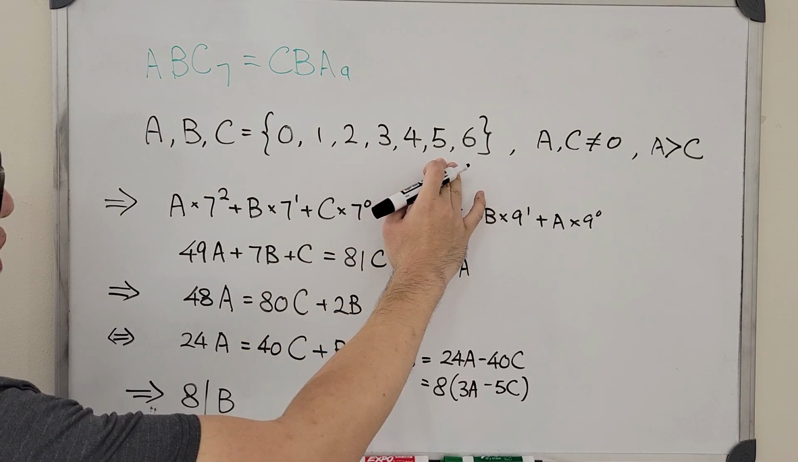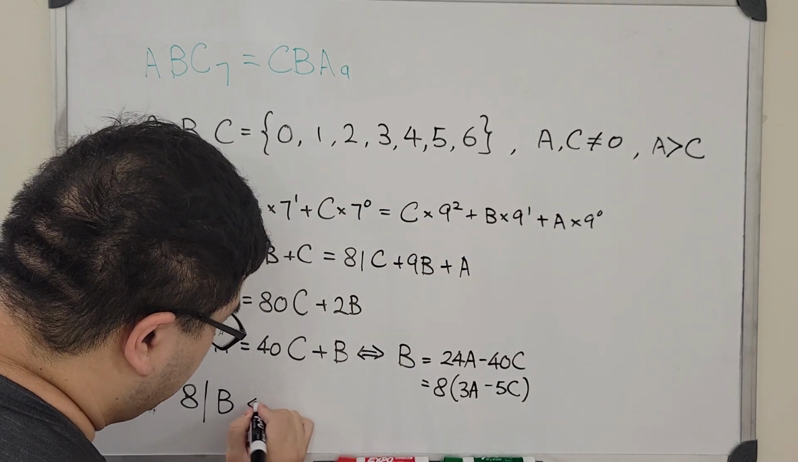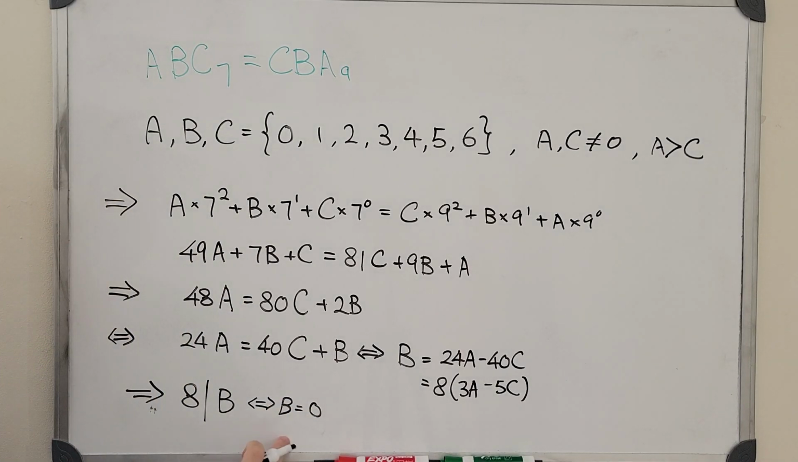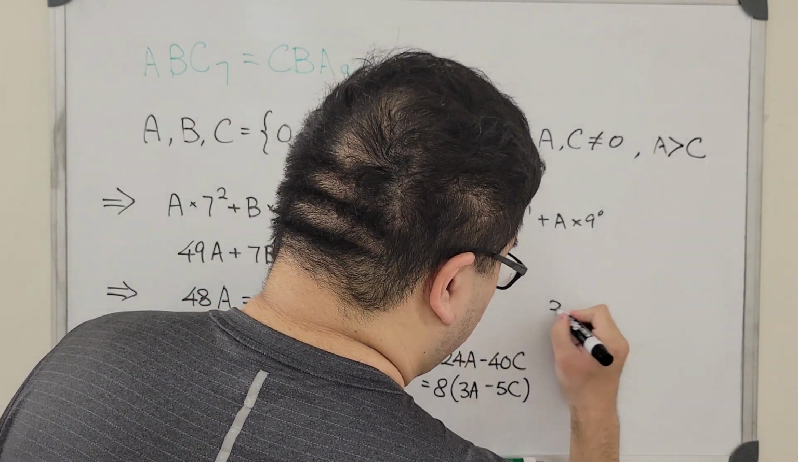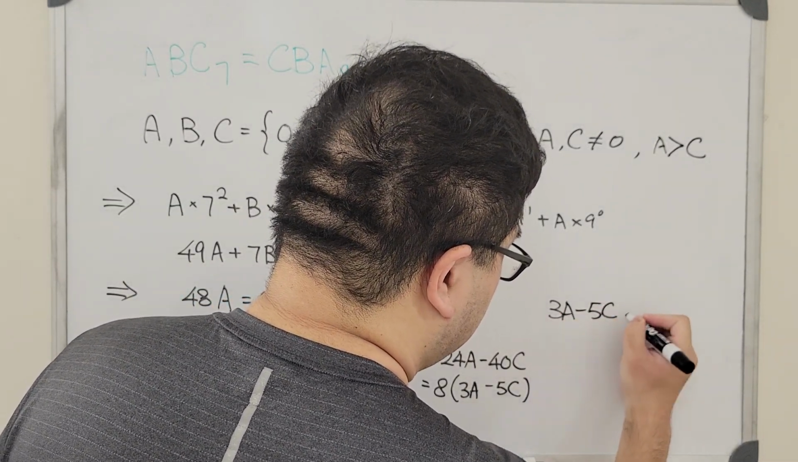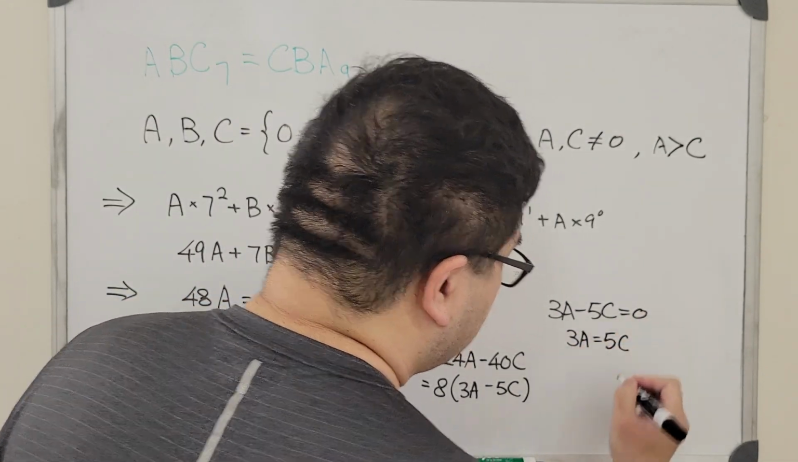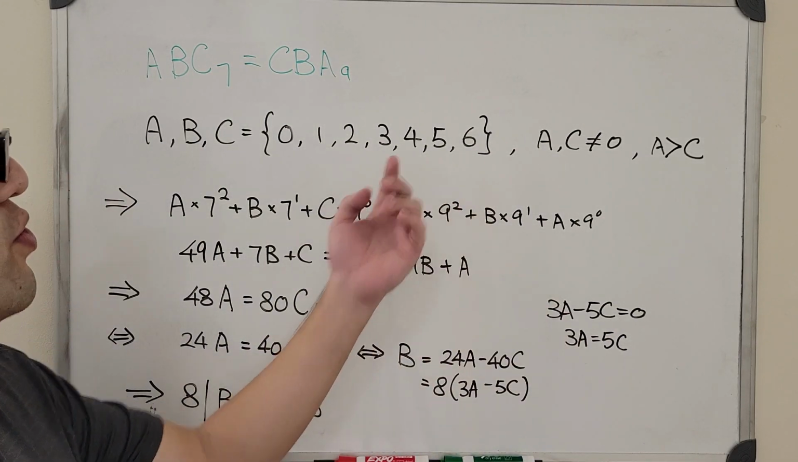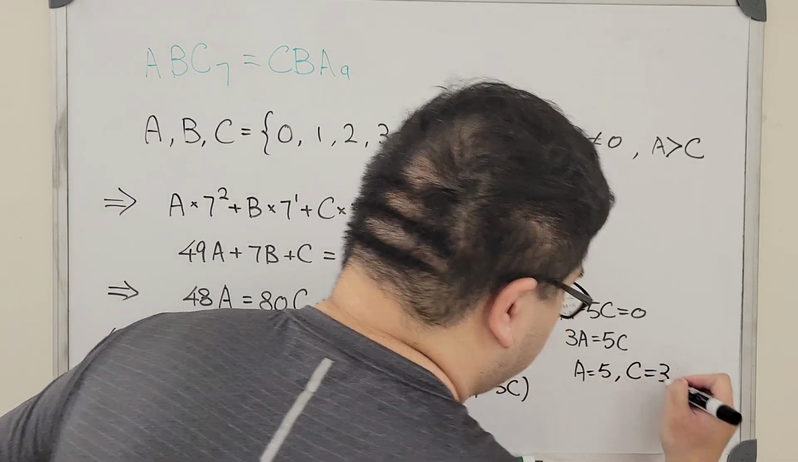But now, think of what possible B is. If B is a multiple of 8, or is divisible by 8, the only possible solution will be B is equal to 0. Good. So if B is equal to 0, now as we throw back in here, we see that 3A minus 5C is equal to 0, which gives us 3A is equal to 5C. As both A and C cannot be equal to 0, the only possible solution will be when A is equal to 5 and C is equal to 3.